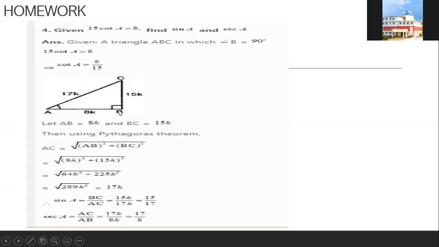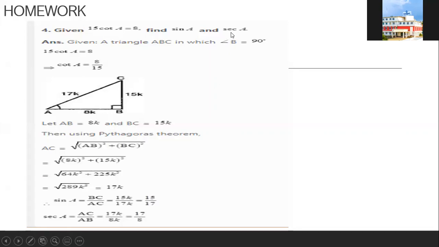So by using 8 and 15, we need to find the hypotenuse by using Pythagoras theorem. AC square plus BC square, 8 square plus 15 square, 8 square is 64, 15 square is 225, we are getting 289. So AC value we are getting 17. They're first asking us to find sin A, opposite by hypotenuse, 15 by 17.